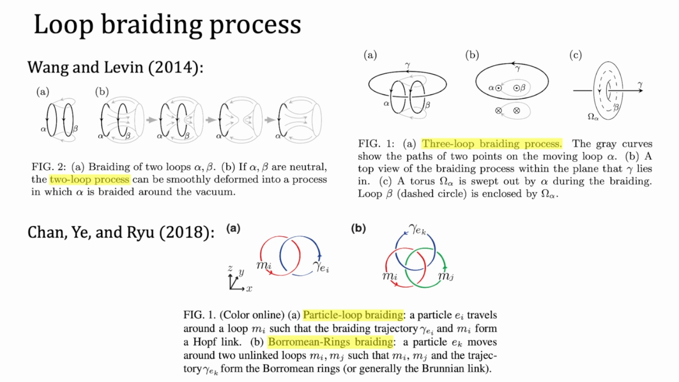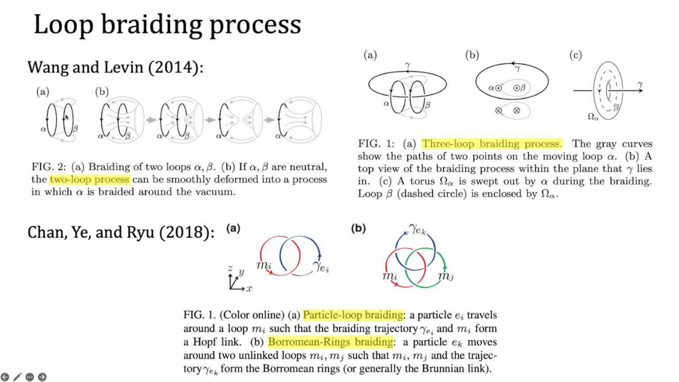The three-loop braiding means, okay, maybe I discuss two loops first. With two loops, alpha and beta, first I shrink the alpha a little bit, put it inside beta and move it to the right-hand side. And next, I enlarge this alpha again and come back to the original position. So this is the so-called two-loop braiding.